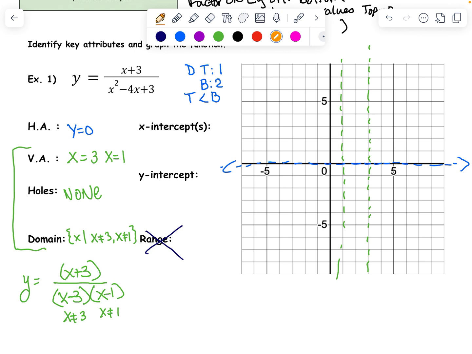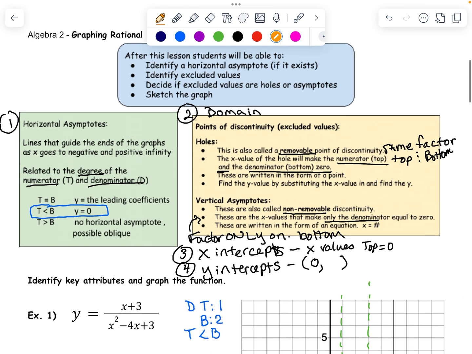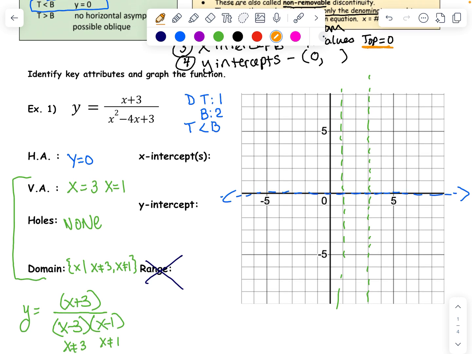So the next thing that we're going to look at is the x-intercepts. We already talked about how the x-intercepts make the top 0. So we look just at the top and find out when x plus 3 is equal to 0. Well, that's going to be subtract 3, when x is equal to negative 3. So at negative 3, it will make a 0.